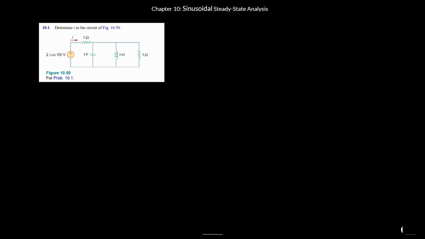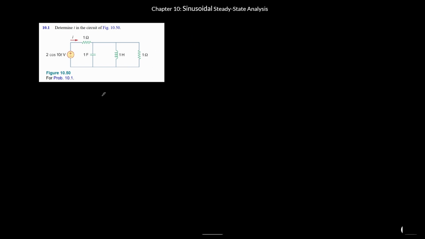Welcome to Mastering E. Today we'll be looking at problem 10.1, which asks us to determine the current in an AC circuit. We'll be using input impedance to help us throughout. So first, what we need to do is actually find the input impedance.